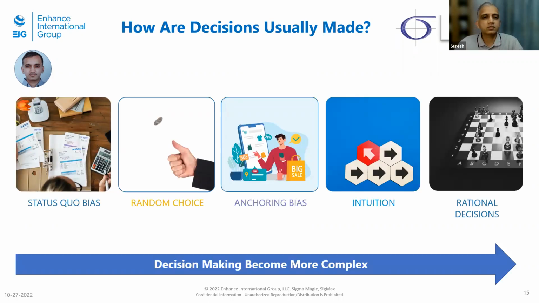So the question is, how do people make decisions? In fact, we make thousands of decisions every day. Many of them are relatively inconsequential. For example, what should we have for breakfast? However, some decisions can be more complex and can have a significant impact on our life or business.